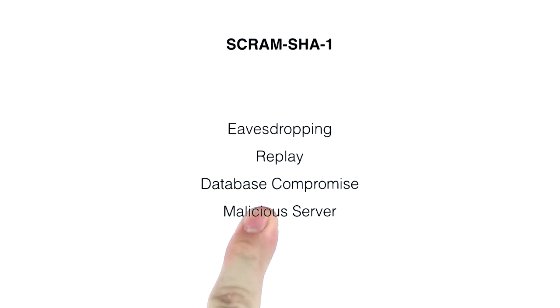Database compromise. This is where an attacker can read the contents of the server's persistent memory. Scram SHA-1 mitigates this by salting and iteratively hashing the passwords before storing them. With Scram SHA-1, an attacker is unable to pose as a server without the knowledge of a client's credentials, therefore completely mitigating the malicious server attack.